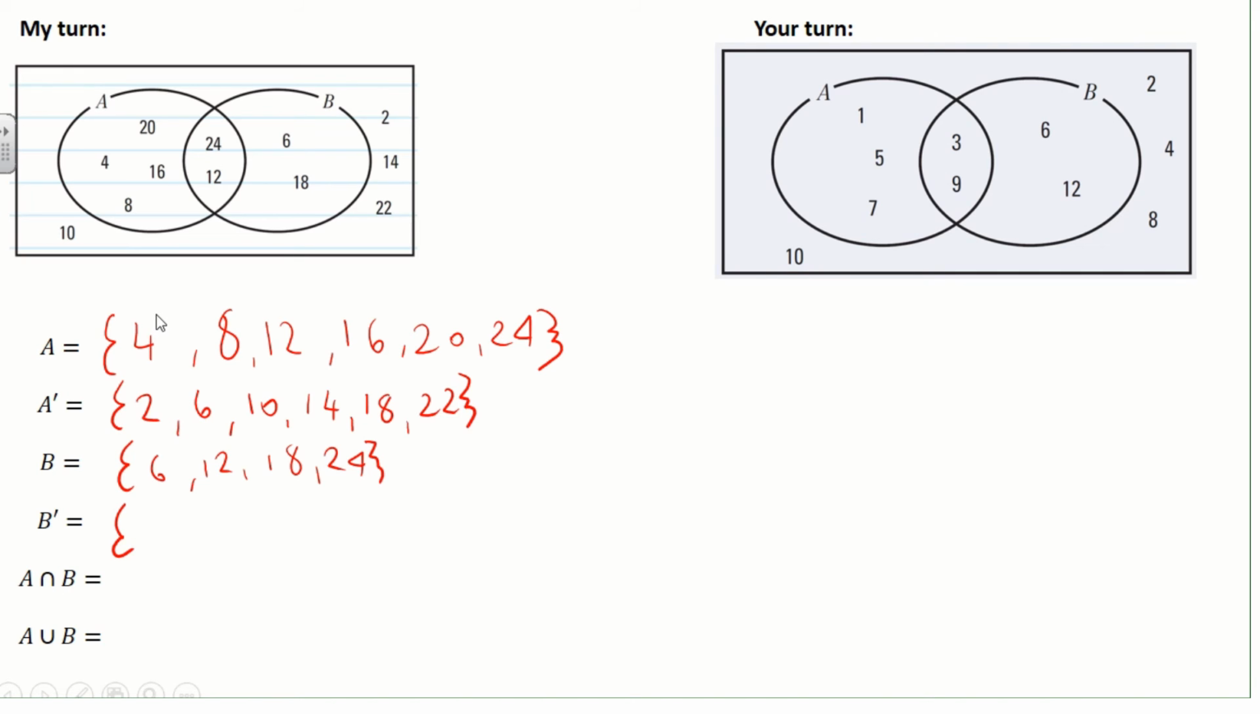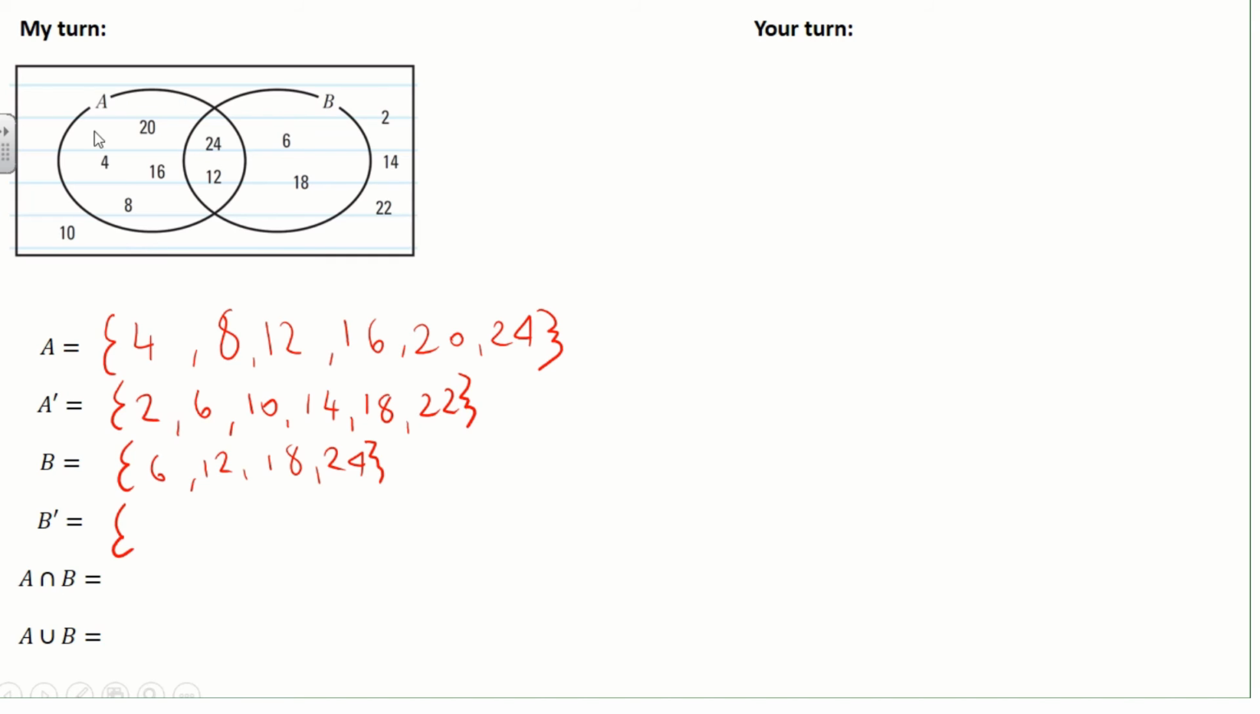here, or on the outside. So we have got 2, 4, 8, 10, 16. Oh, I've missed out 14. I'll just put 14 in here. 20 and 22.